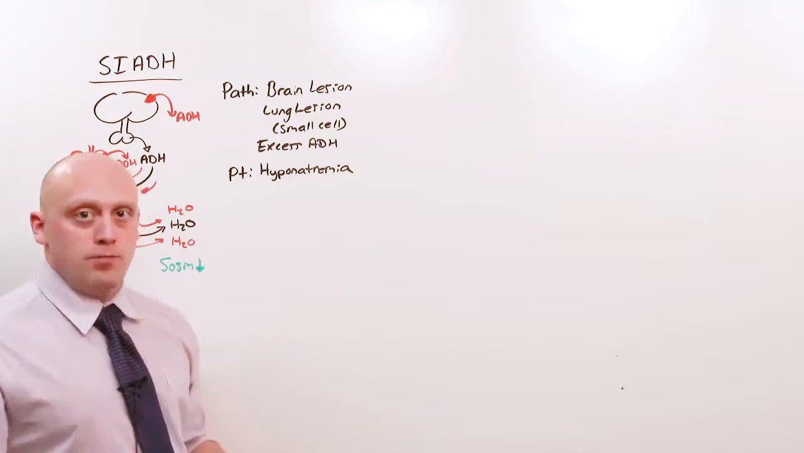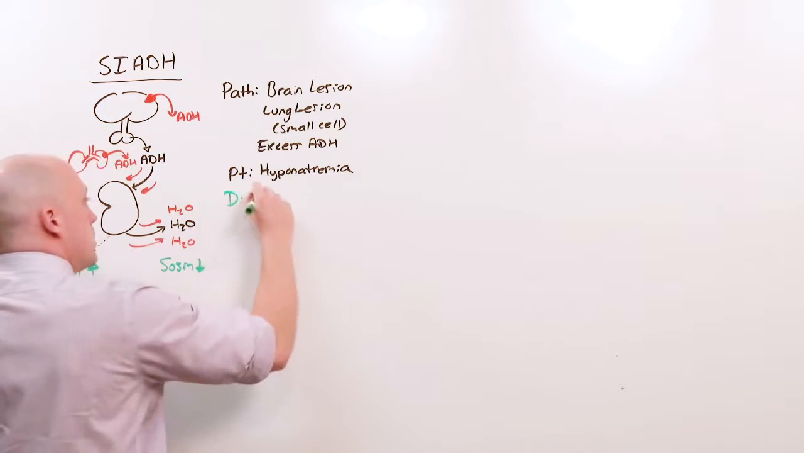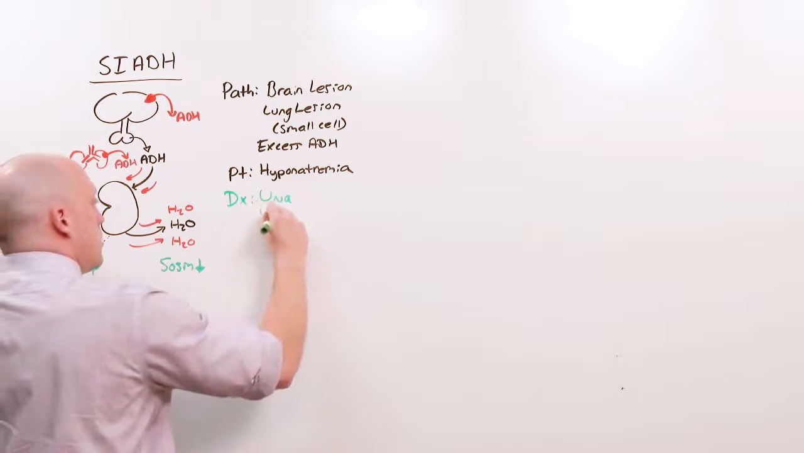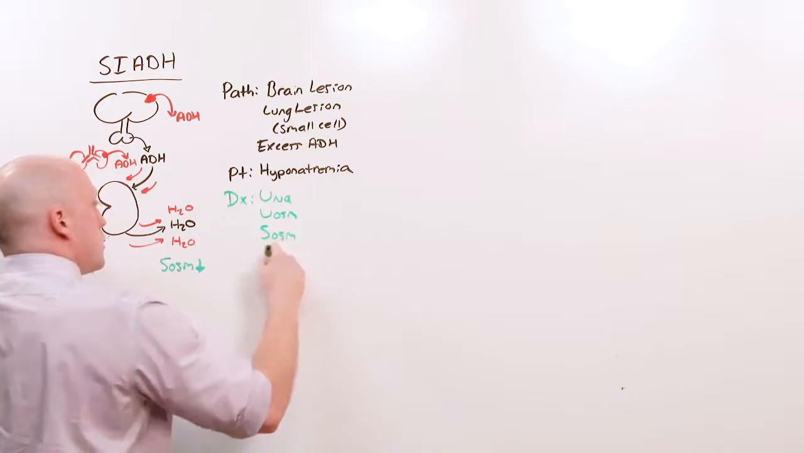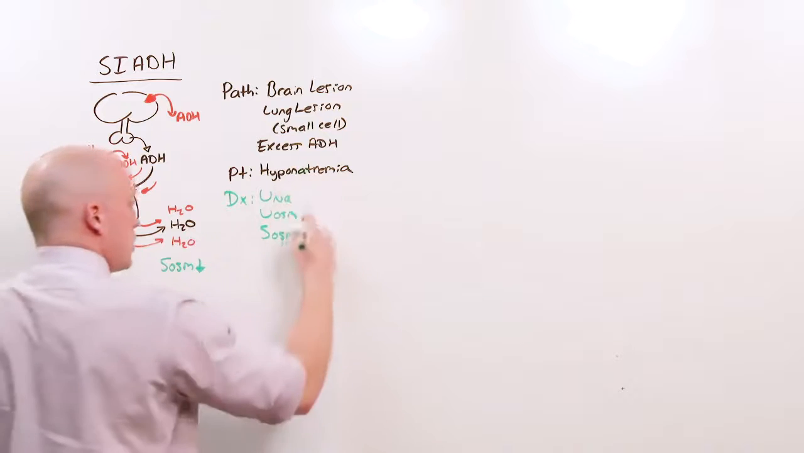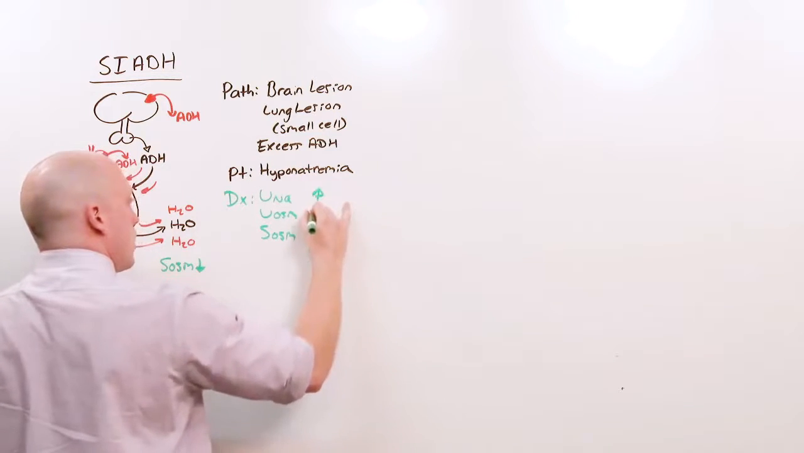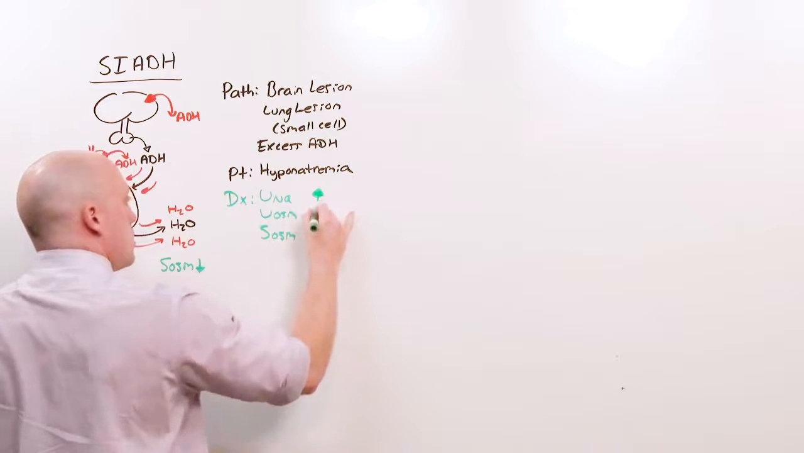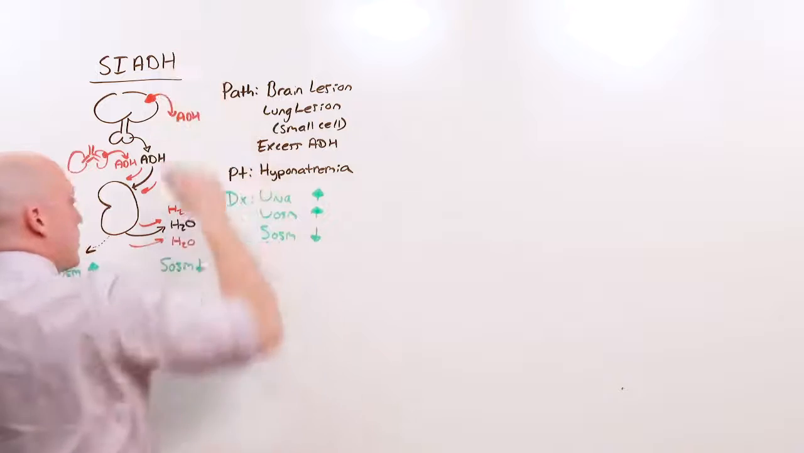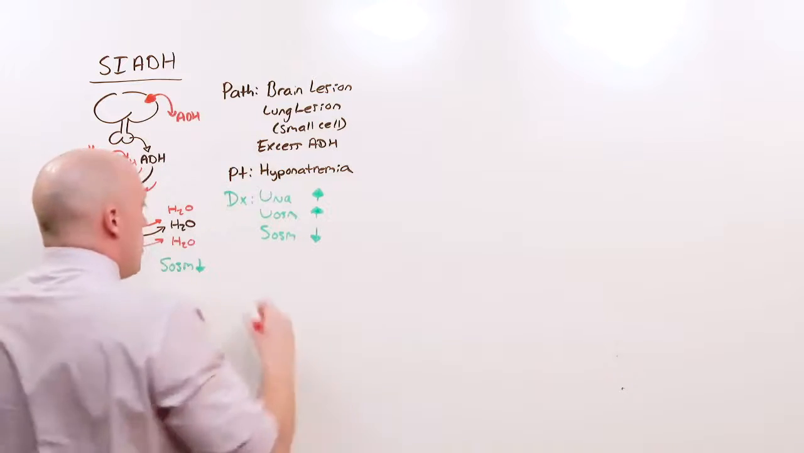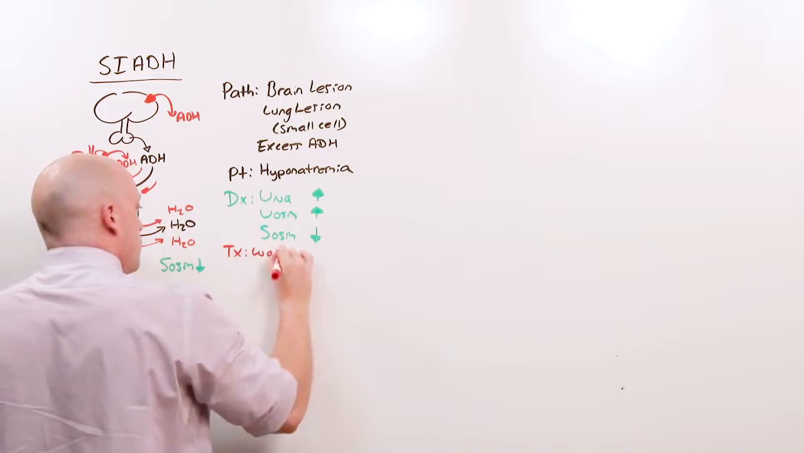And so the diagnostic step, we've already talked about this, is to get a urine sodium, urine osmoles, and serum osmoles. And the serum osmoles will confirm what you're suspicious of with the hyponatremia. And the urine sodium will be elevated and the urine osmoles will be elevated. When they are in the same direction, something's wrong, then guess SIADH. The treatment is going to be water restriction.